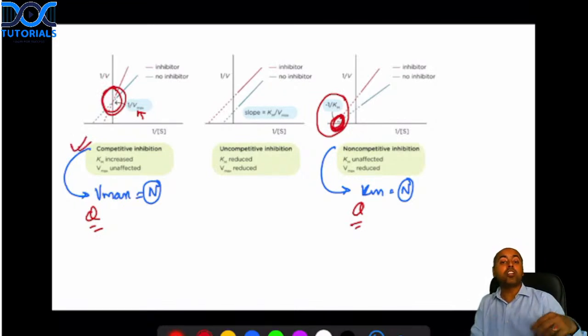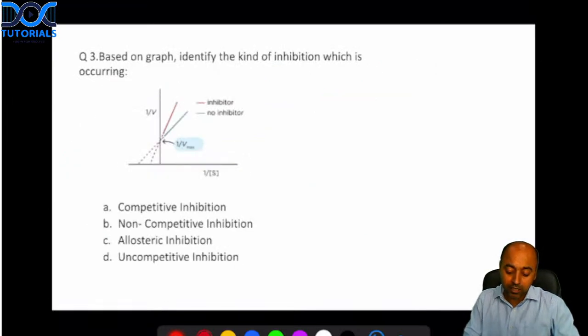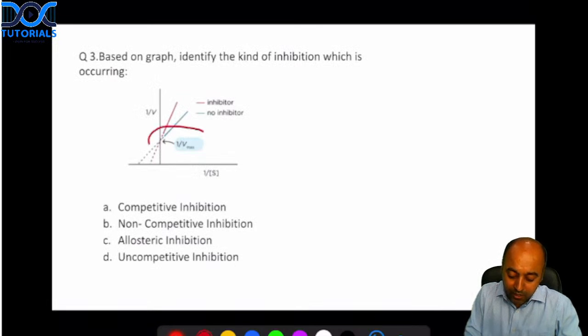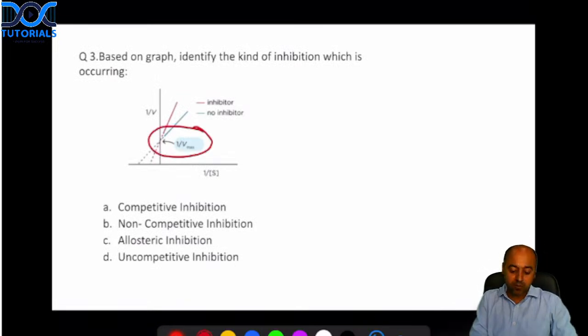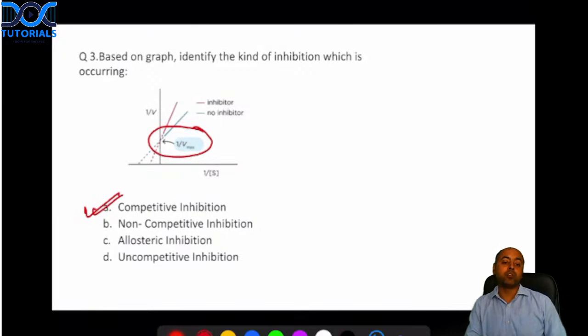So if you remember where the normal values are, then you can quickly identify the graph. Here you can see the Vmax is the same. Vmax is same in competitive inhibition. So just by remembering what is normal, you can quickly identify the graph.